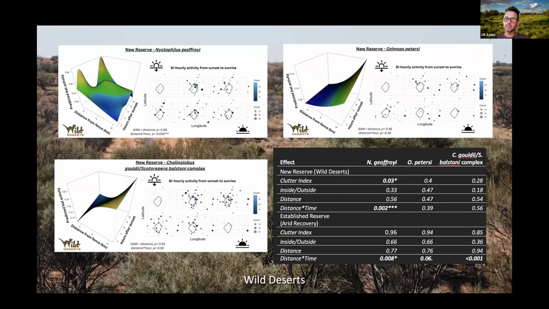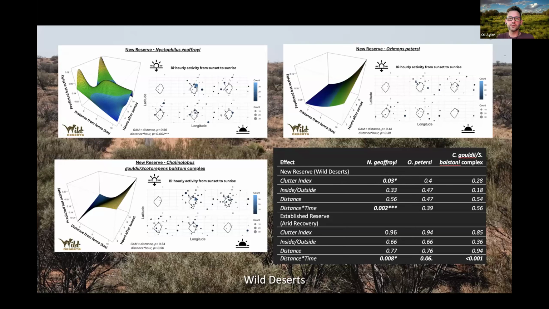For the other 2 species, we saw basically the complete opposite. They seem to largely be using areas outside of the fence and actually spending very little time inside the fence. You'll also see here, in the results section, we have this clutter index, which had a significant effect. That was just a basic on-ground habitat complexity measure. And this makes sense for the clutter adapted species. That was the only species that had a significant effect of the clutter index.